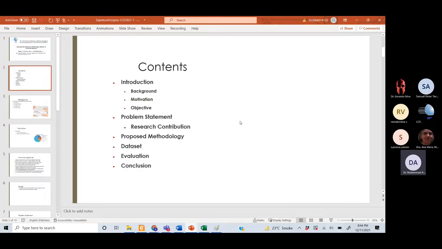The agenda of my presentation will start with the introduction. I will discuss some background of this work. Then I will move toward the motivation and aims or objectives of the proposed work. On the basis of this motivation, I will give the problem statement that we formulated for problem solving. Then I will discuss the research contribution and the proposed approach that we use for forgery detection. I will also discuss the data that we use for the proposed system evaluation. Then I will present the results of our research, and finally I will conclude my work.